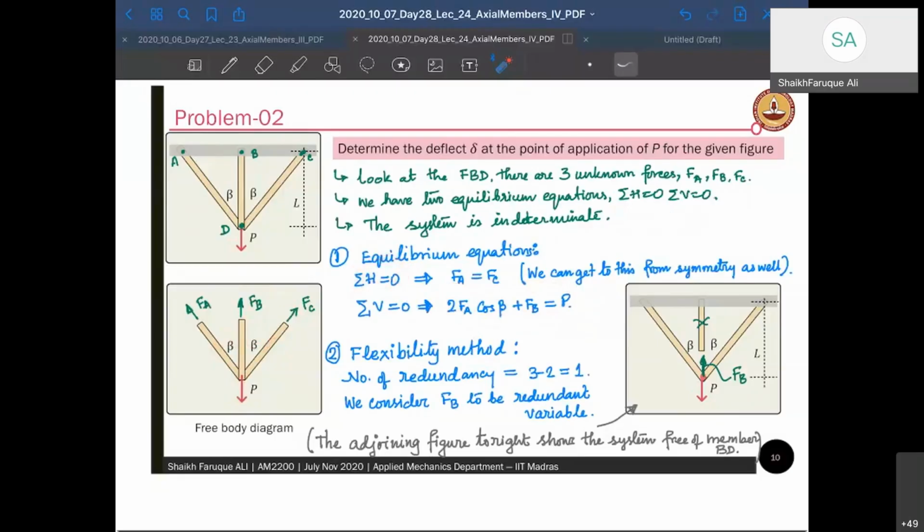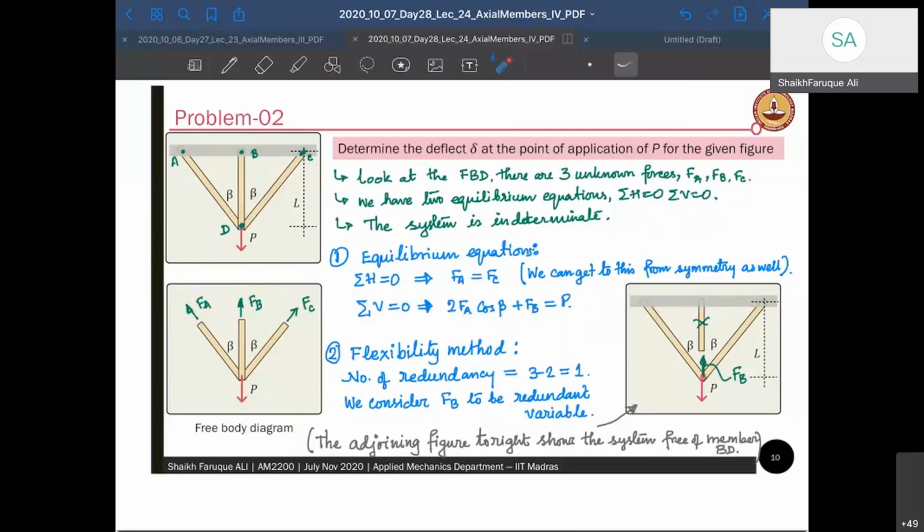H equilibrium is no more useful. So I have only one equilibrium equation, that is this one, 2FA cos beta plus FP equal to P. And I have two unknowns, FA and FB. So now I have to either go for the flexibility method or the stiffness method and find how to solve the problem.